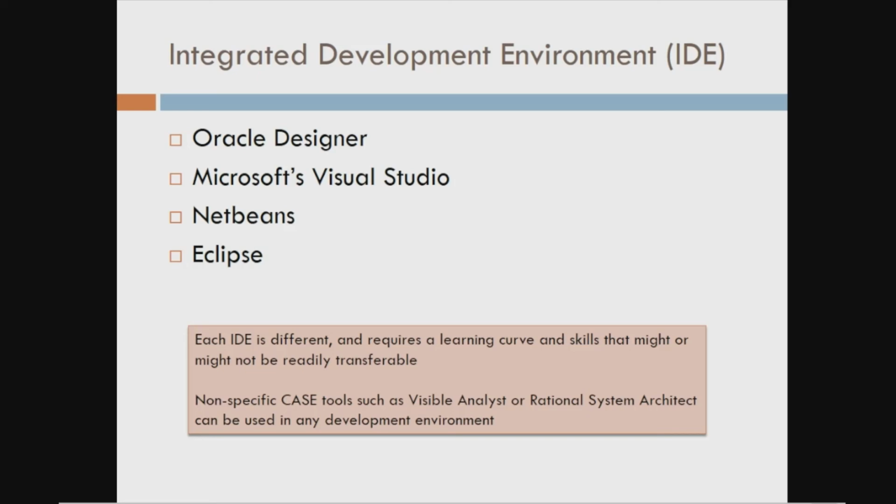Okay, the next part is about the IDE, integrated development environment. We may have several IDEs. For example, we can have Oracle Designer, Microsoft Visual Studio, NetBeans for Java, and Eclipse. Different IDEs: we can have one for Python, and Anaconda for Anaconda. We have a lot of IDEs available here.